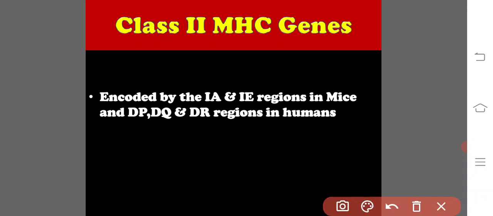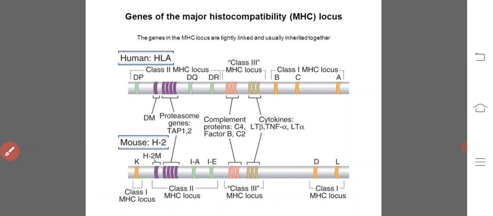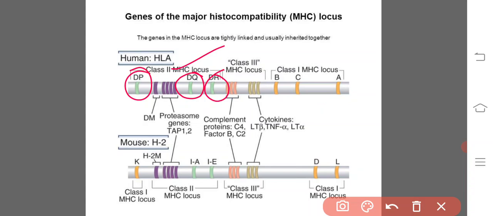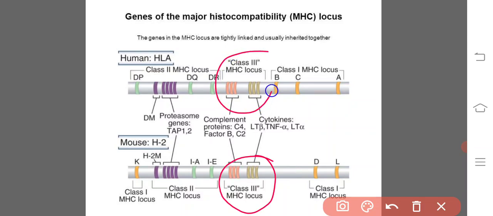And coming to the class 2 MHC genes, they are encoded by the IA and IE regions in mice, and DP, DQ, DR regions in human beings. See here, class 2: DP, DQ, DR. And here class 2: IA, IE. And here these are the genes for the class 3 locus in mice, and these are for the class 3 locus in human beings.